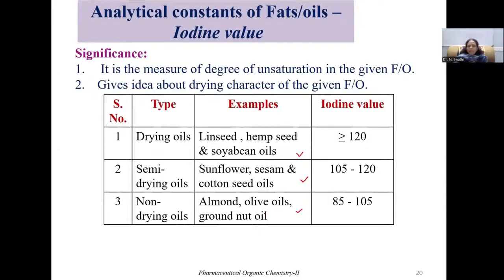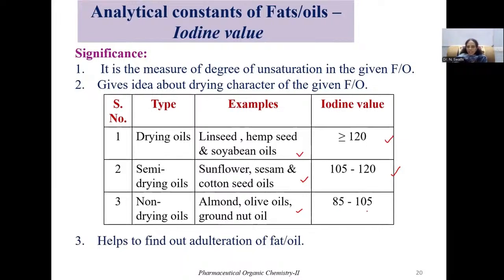We can identify whether the given oil is a drying oil or non-drying oil based on their iodine values. Usually, drying oils have iodine values of more than 120. For semi-drying oils, the value will be 105 to 120. For non-drying oils, the value will be between 85 and 105. Once we determine the iodine value, we have to see which range it lies in. Depending on that, we can identify the drying character of the given fat or oil sample. Determination of iodine value also helps us find out adulteration. For example, for almond oil, the iodine value should lie between 85 and 105.